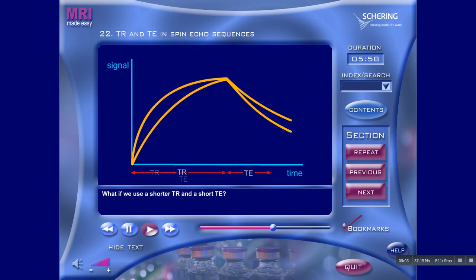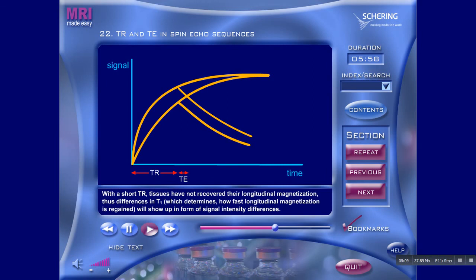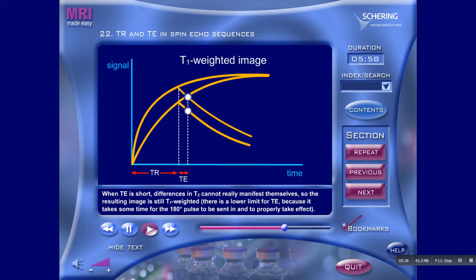What if we use a shorter TR and a short TE? With a short TR, tissues have not recovered their longitudinal magnetization. Thus, differences in T1, which determines how fast longitudinal magnetization is regained, will show up in form of signal intensity differences. When TE is short, differences in T2 cannot really manifest themselves. So the resulting image is still T1 weighted. There is a lower limit for TE because it takes some time for the 180-degree pulse to be sent in and to properly take effect.